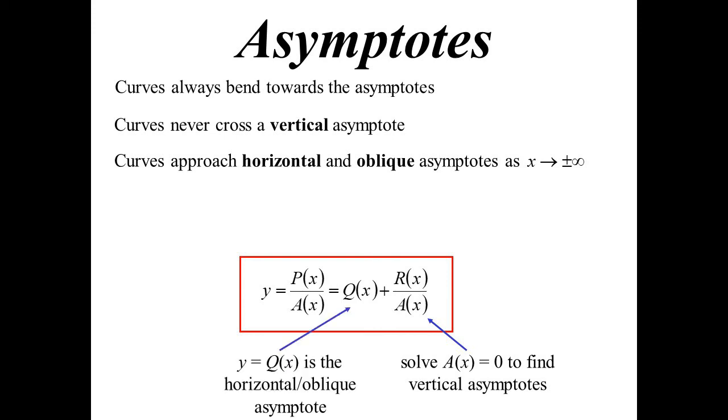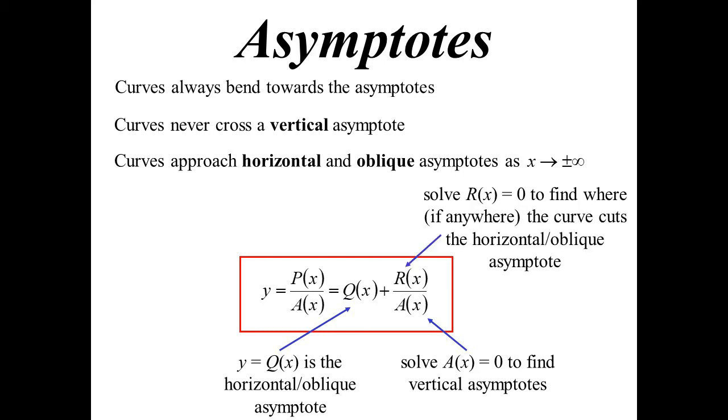The quotient turns out to be the horizontal or the oblique asymptote, depending on what that function turns out to be. Then the top of the fraction will tell you whether or not it cuts that horizontal or oblique asymptote. So you solve the top of the fraction equaling 0, and if you get a solution, you know that's where it will cut the horizontal or oblique asymptote. So let's use this as an example.